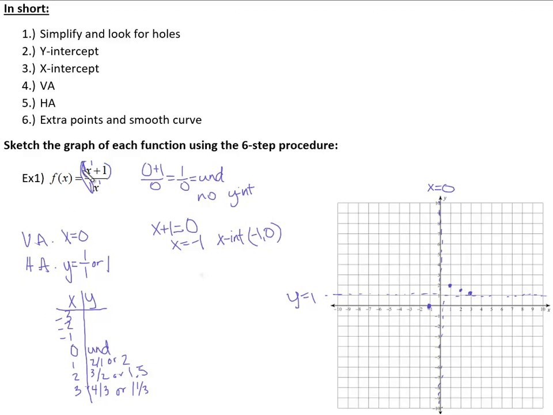Let's plug in -1. -1 plus 1 is 0. Oh, yeah, we're at 0. That makes sense. 0 over -1 would be 0. Okay, that was our x-intercept. At -2, -2 plus 1 is -1 over -2. So I get -1 over -2, which equals +1/2. So at -2, I'm at +1/2.